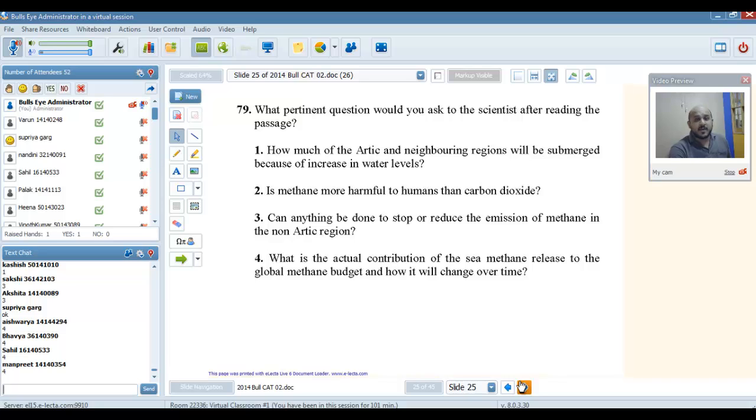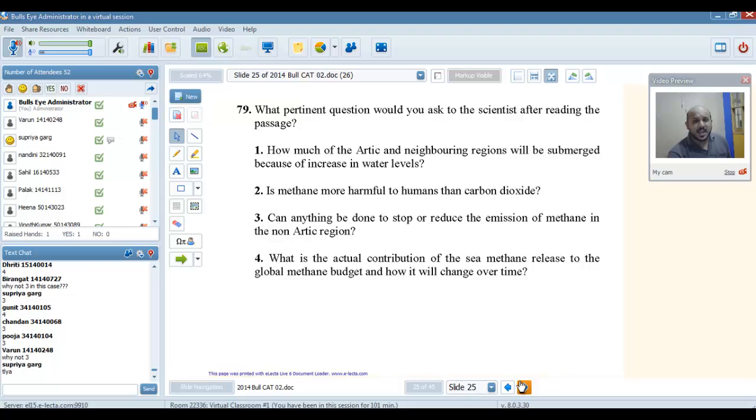This is a very tricky question. Which pertinent question would you ask the scientist after reading the passage? One, how much of the Arctic and neighboring regions will be submerged because of increase in water levels? Is it pertinent? No, not really. We are talking about the Arctic. Who cares what happens there? We are such people that we don't care about the global warming we cause, so why would we think about the Arctic? Second, is methane more harmful to humans than carbon dioxide? This answer is already given in the passage, so it's irrelevant.